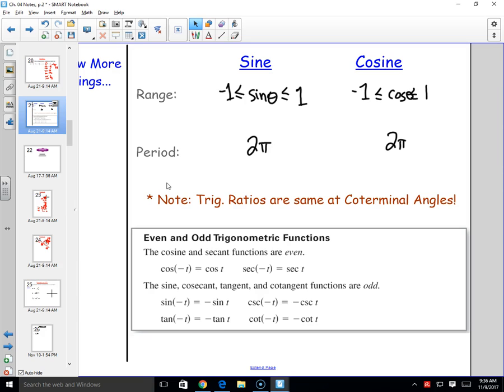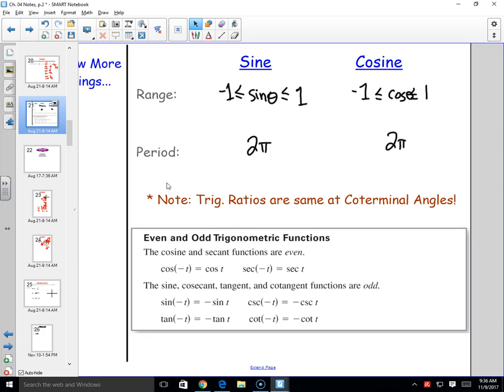Cheater chart. 5 pi over 6 is a 30 degree. 1, 2, 3, that's sine. Square root of 3 over 2, but a negative. 1, 2, 3, oh, it's a square root of 3 over 2.